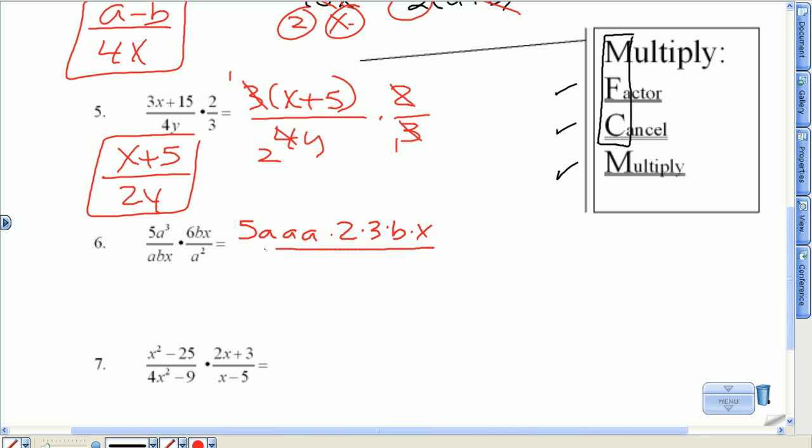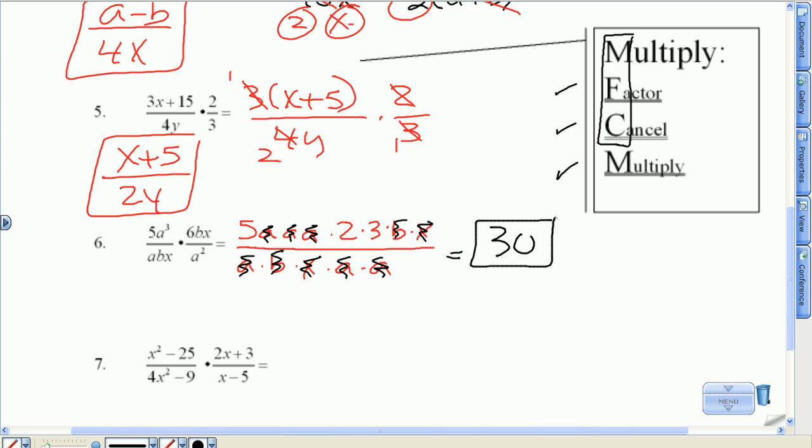Check this out. Let's just write all the stuff out. This is much longer, obviously, because you're writing all that out, but it does work. Get rid of an A, get rid of another A, get rid of another A on the top and bottom. I can cancel an X out of the top and bottom, and I can cancel a B out of the top and bottom. So what's left over? 5 times 2 is 10, 10 times 3 is 30. There is nothing left on the bottom, so there's no need to put that over 1. 30 is fine.